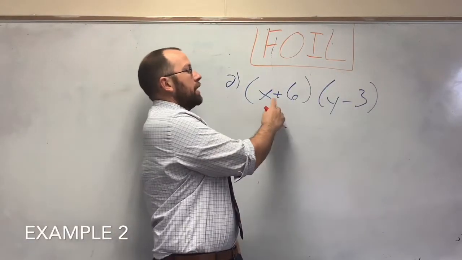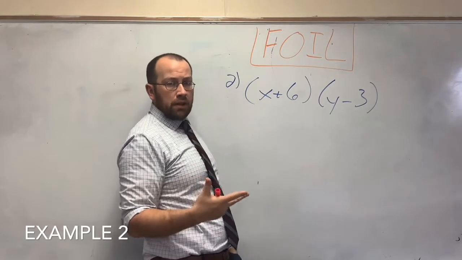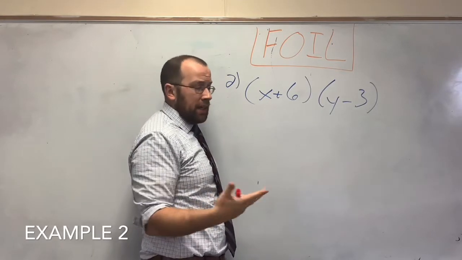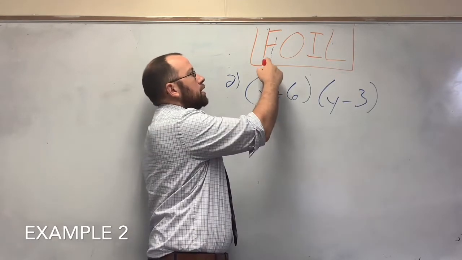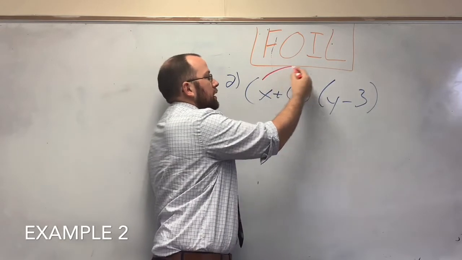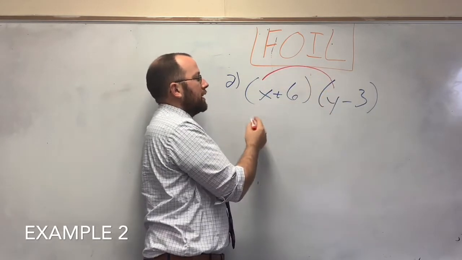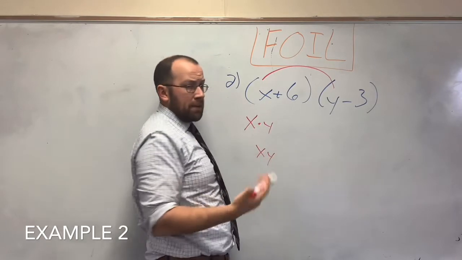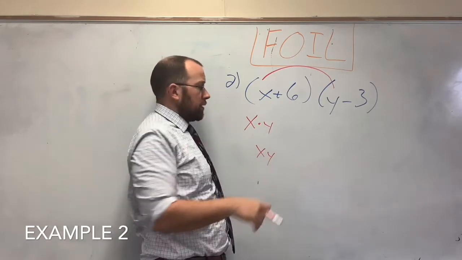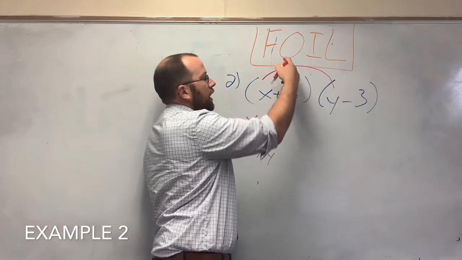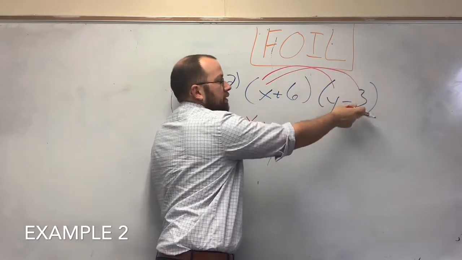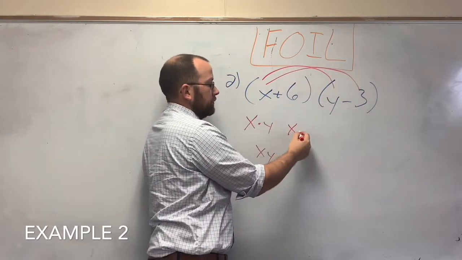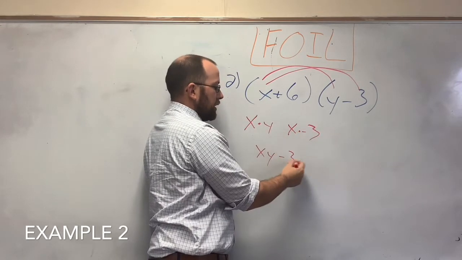Alright, example number 2. We do it the same way, even though we have two different variables. Don't let that throw you off. They might use a and b or something like that. We still go by our order. X times y, that's our first. That gives us xy. You can't combine them because they're not like terms. Then our outside is x times our negative 3, which gives us negative 3x.